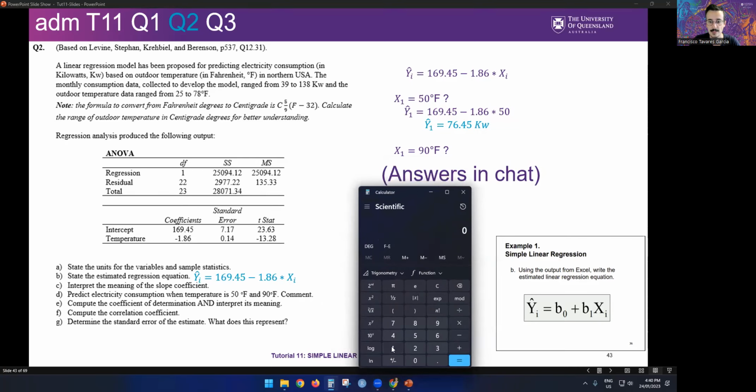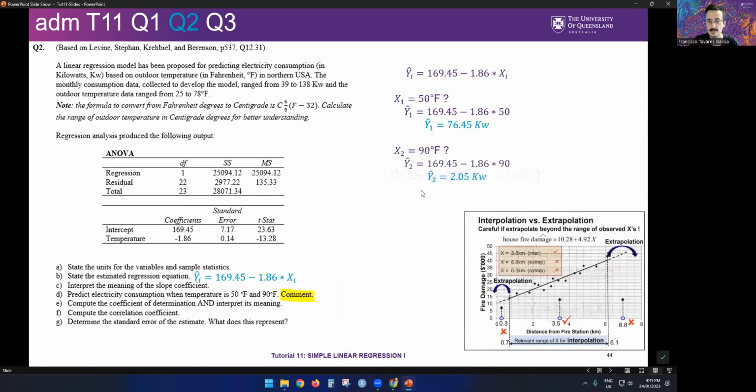Let's start doing it. So 169.45 minus 1.86 times 90 equals minus 150.95. Did I do anything wrong? I did. 169.45 minus 1.86 times 90. That makes more sense. 2.05. There you go, 2.05. But there's something going on here.